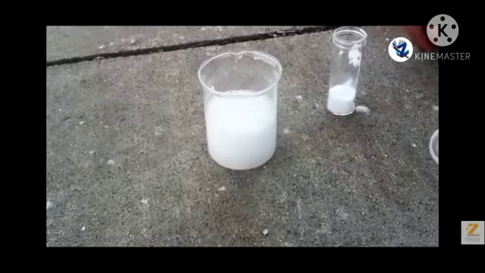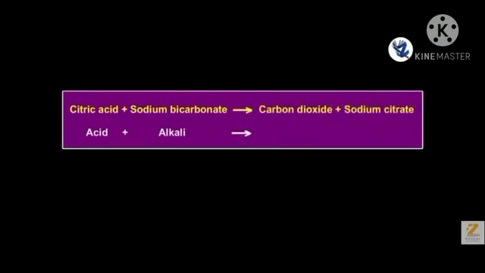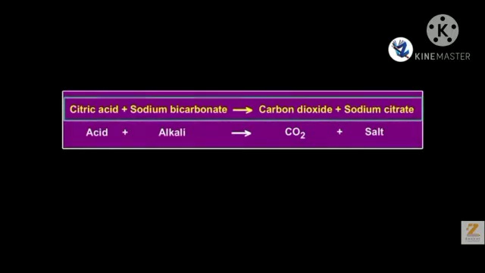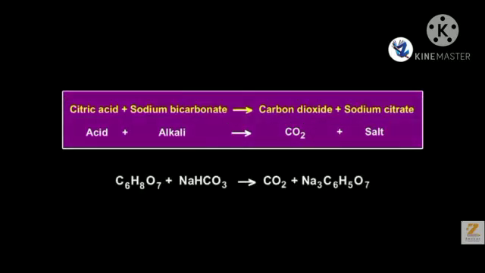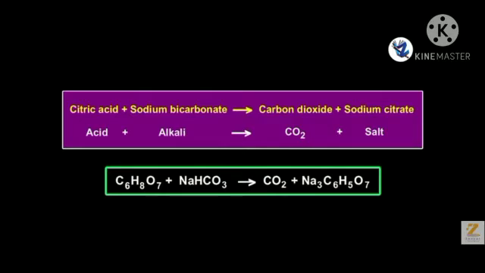The word equation can be written: citric acid plus sodium bicarbonate, that is acid plus alkali, gives carbon dioxide plus sodium citrate, that is CO2 plus salt. This is a neutralization reaction. Remember, the first step of writing a chemical equation is to write a word equation by using the names of the concerned substances. When the chemical formula is written in place of each of the names, it becomes a chemical equation.